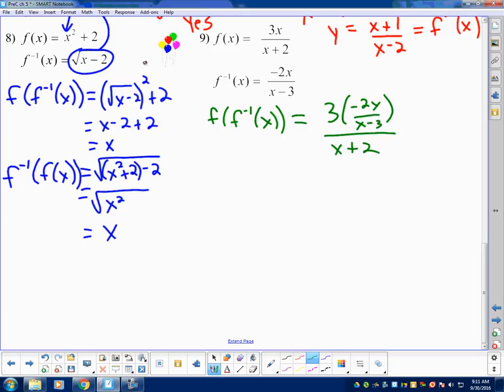Do you only sub in x for part of it? Nope, it needs to go on the bottom too. So let's fix that. You're exactly right. So this is negative 2x over x minus 3. Everywhere you see an x, you've got to replace it with negative 2x over x minus 3. That is what we call a complex fraction. It's got fractions inside of fractions.